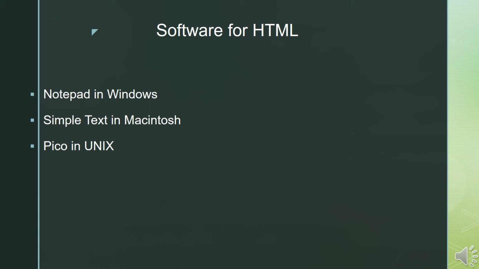Similarly, a web browser is used to see the content of the HTML document. For Windows you have Internet Explorer, Safari, Mozilla Firefox, Chrome, etc. For Macintosh you have Safari again. For Unix you have browsers like Lynx, eLinks, and Links. All these are browsers for Unix.